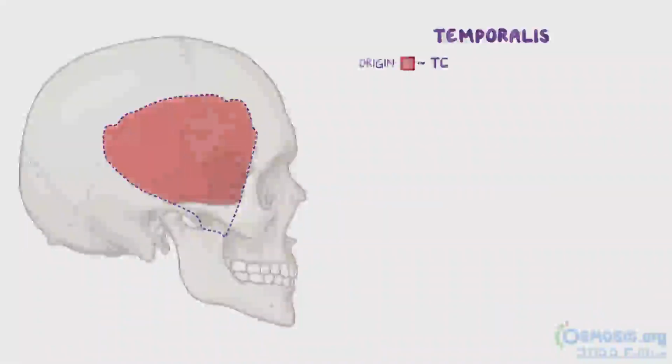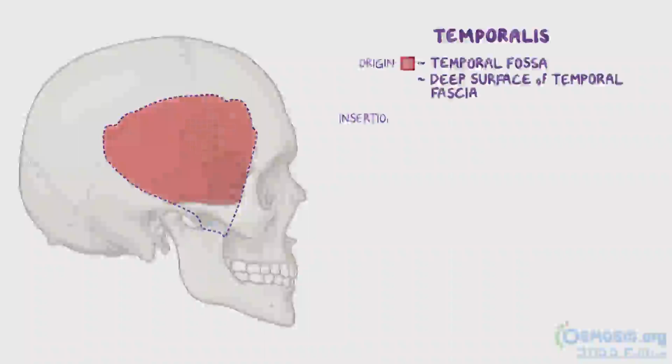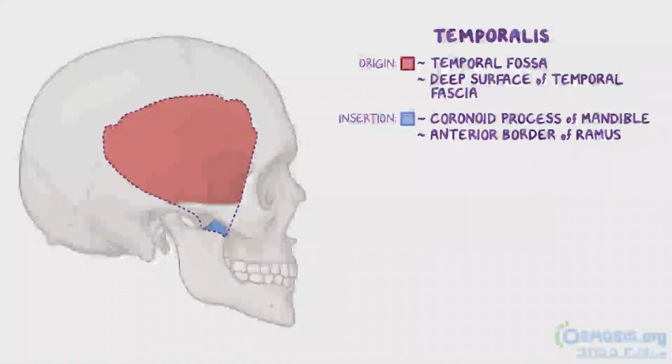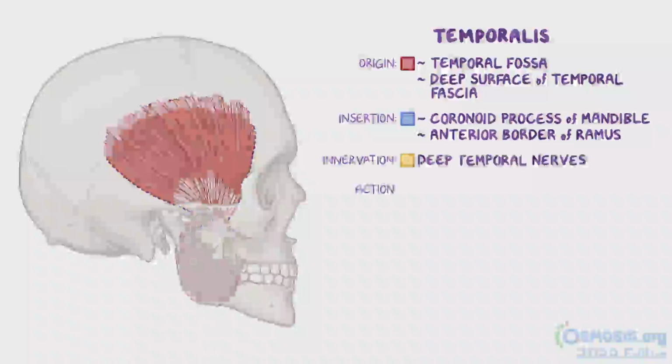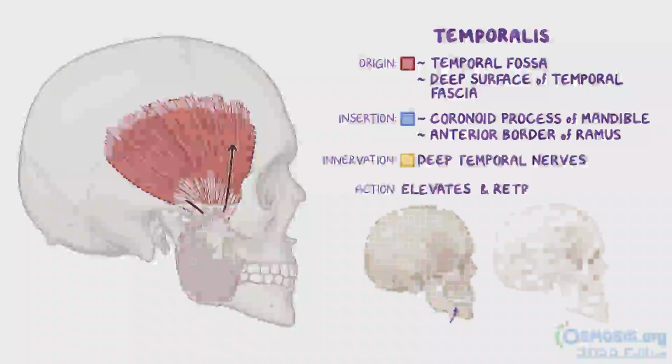It originates from the temporal fossa and the deep surface of the temporal fascia. The temporalis inserts on the coronoid process of the mandible and the anterior border of the ramus of the mandible. It is innervated by deep temporal nerves. The temporalis elevates the mandible, and its posterior fibers, which are more horizontal, retrude the mandible.